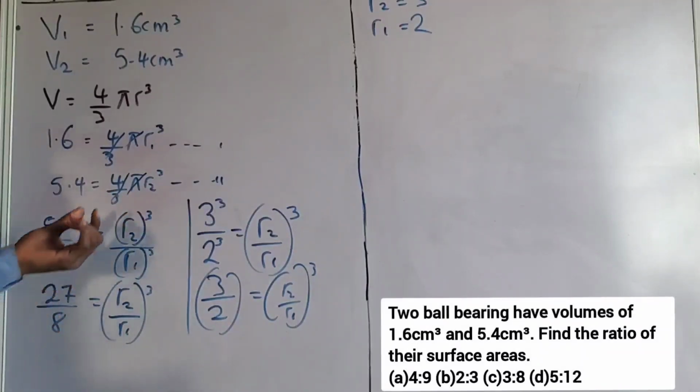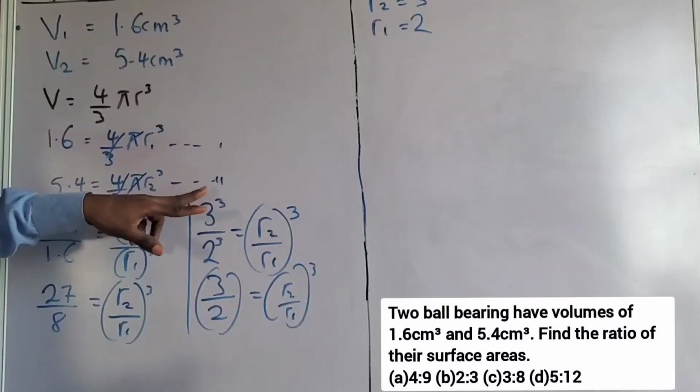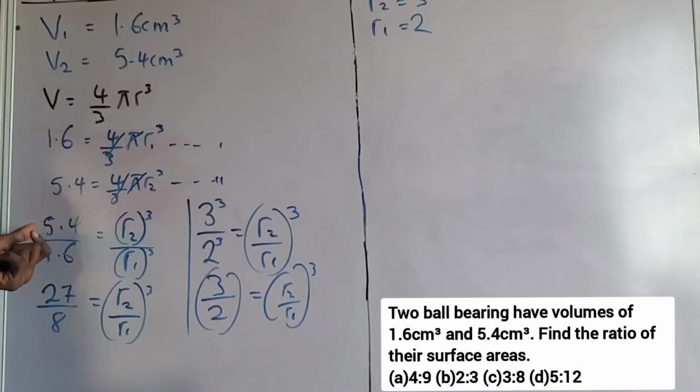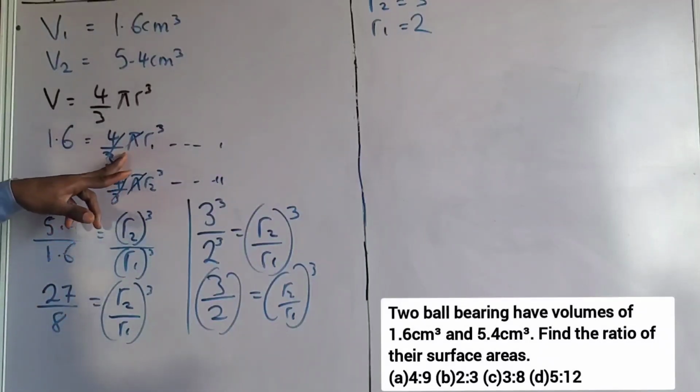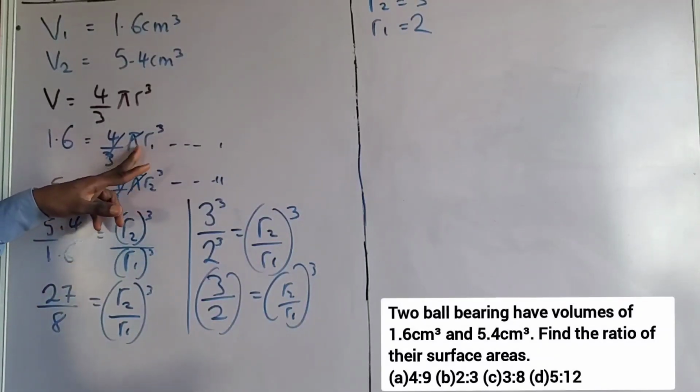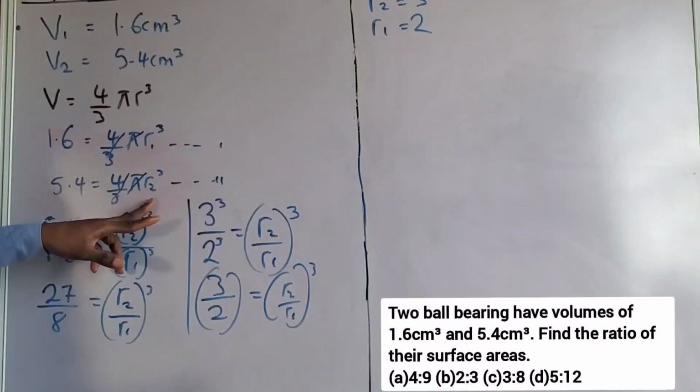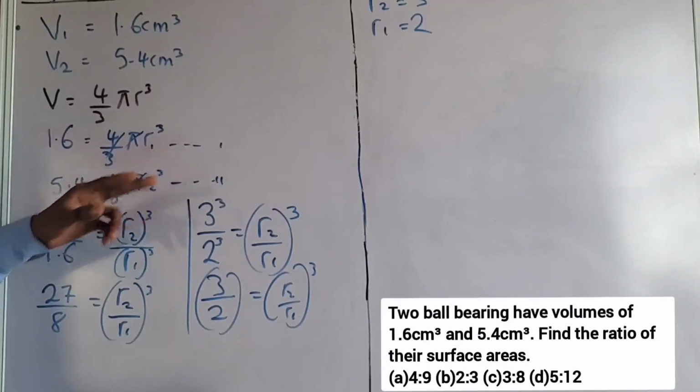Then I divide the second volume by the first volume. That's why I have 5.4 over 1.6, and that gives me 27/8. Do you understand? And by so doing, 4/3 will cancel 4/3. This pi will eliminate this pi. Are you getting it? So I'm left with what? r2 to the power of 3 all over r1 to the power of 3.